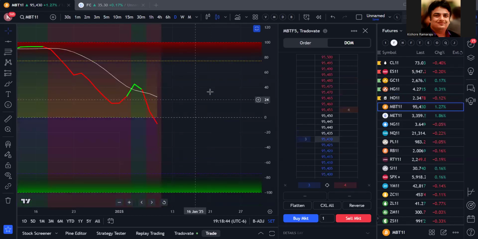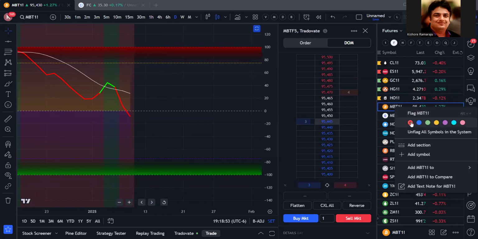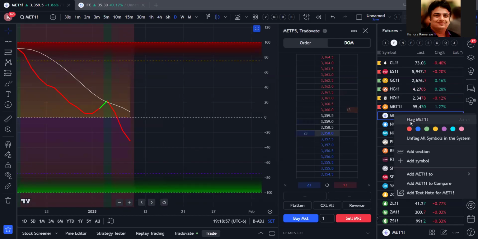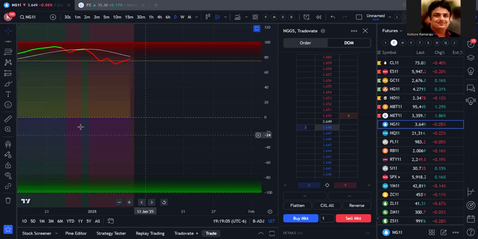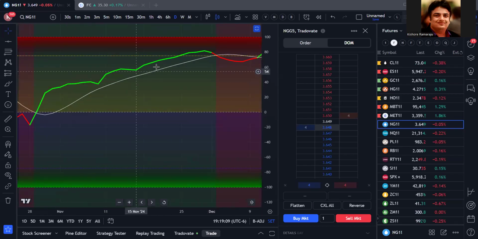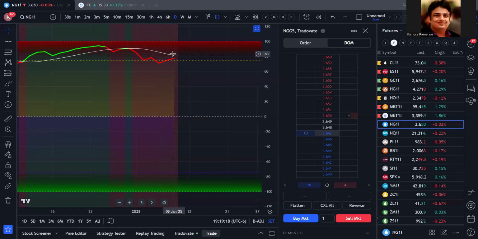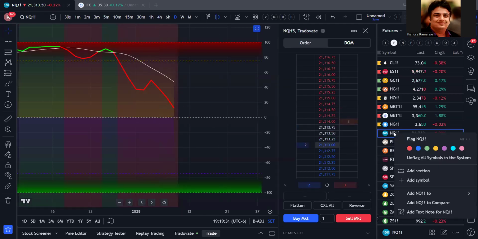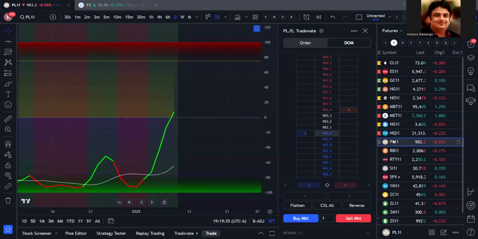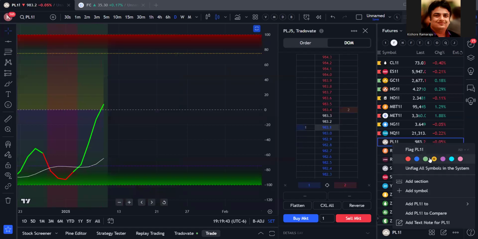Then Bitcoin. Again, sellers are in control. Ethereum, sellers are in control. Natural gas. Natural gas was very bullish, went up, and now it is moving up and down. So it is a little risky, so I can just put a yellow mark. Suddenly it can start dropping. In Q, generally ES and Q will be in the same direction, so I'll put a red mark. Platinum. If you see, there is a lot of gap and also green. It can go all the way to the top. So platinum, I am bullish.